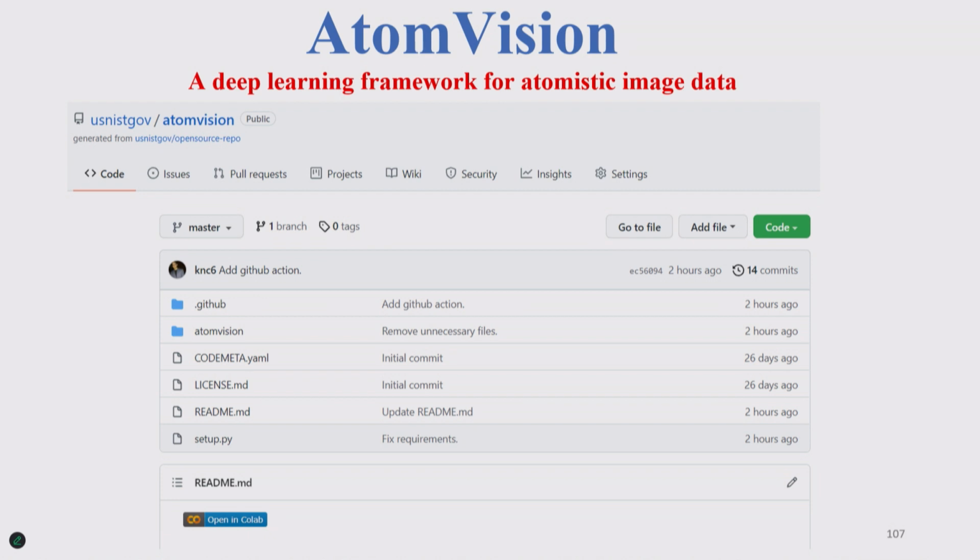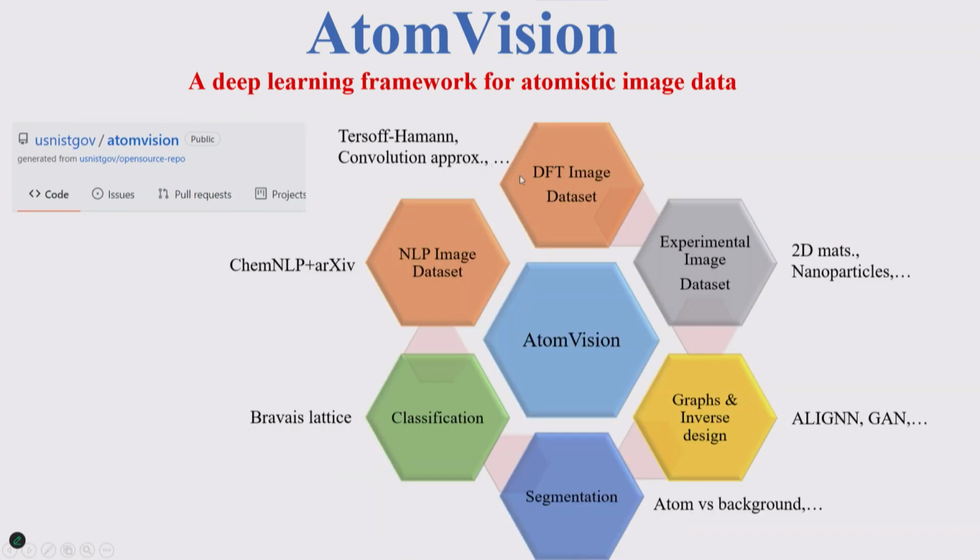The first one I want to start with is AtomVision. In the last few decades, we have seen a lot of development in the field of computer vision, right? The idea of AtomVision is modeling or analyzing atomistic images, and it is available at usnistgov/atomvision. There are certain capabilities of this package. First, it can be used to generate DFT, density functional theory based, image data sets. Remember, the first thing is getting a good data set. Second, it can also be used to obtain experimental image data sets from literature like arXiv. It can be used for NLP-based image data sets as well.